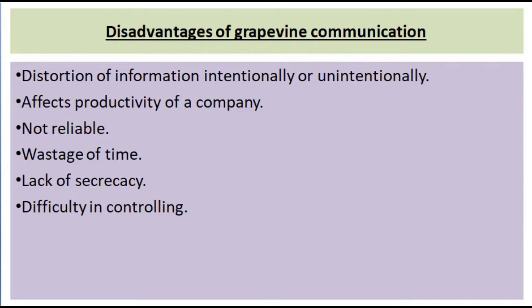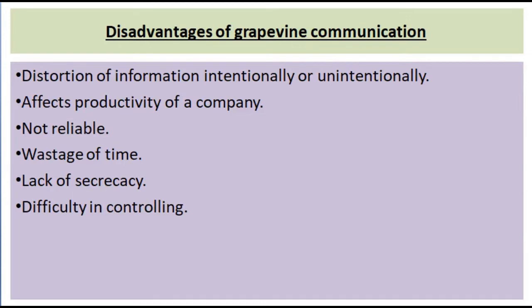So the very first disadvantage, written on your screen right now, is distortion of information intentionally or unintentionally. There are two things: if we are using grapevine communication excessively, there is a possibility that we can distort the information. Distortion of information means the change of information. This change can occur when we use excessive grapevine communication, and it can be because of intention or lack of intention. Someone may do it intentionally because there are a lot of channels in grapevine communication where we receive as well as transfer so much communication. So it can be done intentionally or unintentionally, right?